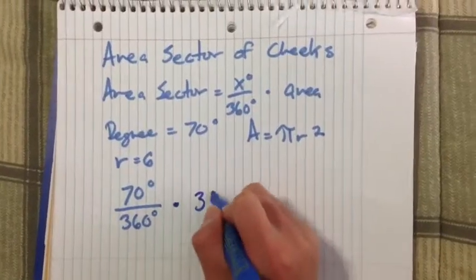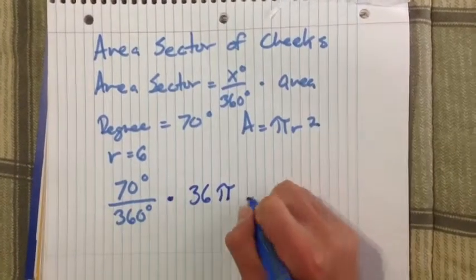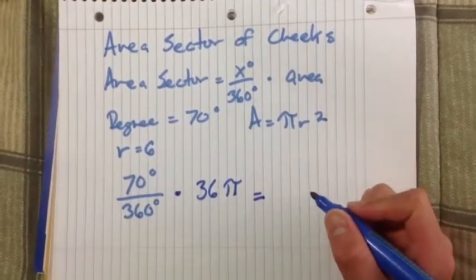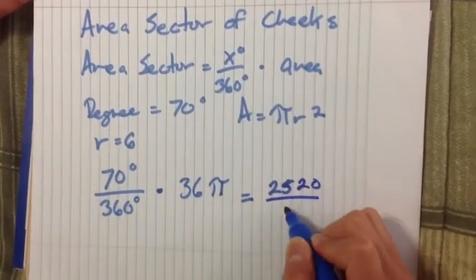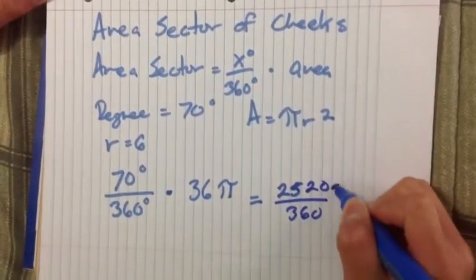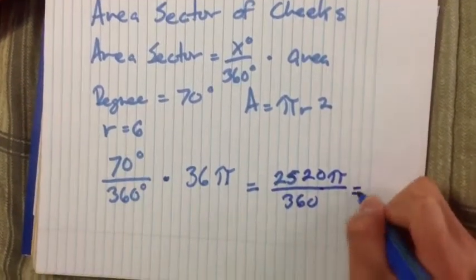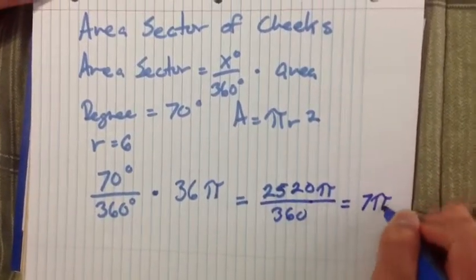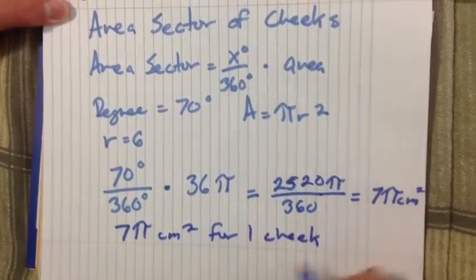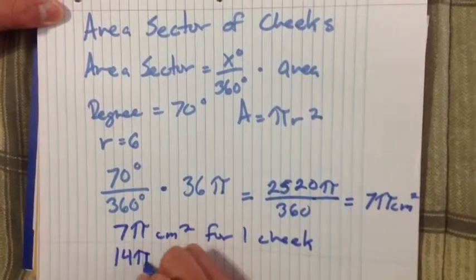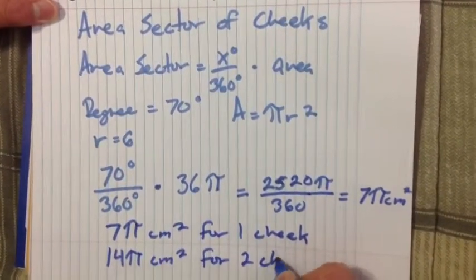Now we're going to plug in everything that we got into the area sector formula and get 70 degrees over 360 degrees times 36 pi. We're going to multiply across and get 2,520 pi over 360. Now we're going to divide all of that and we're going to get 7 pi centimeters squared for one cheek, but we're putting blush on both of his cheeks, so we're going to multiply by 2 and get 14 pi centimeters squared as our final answer.